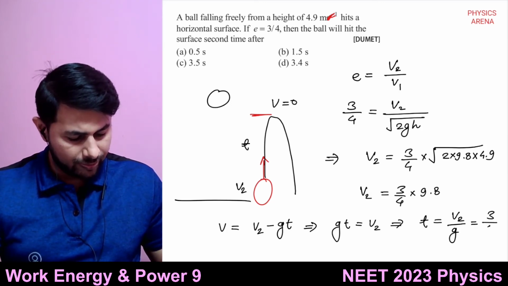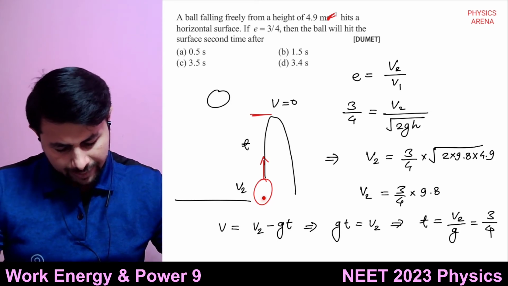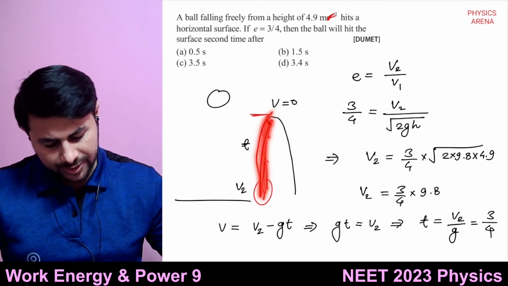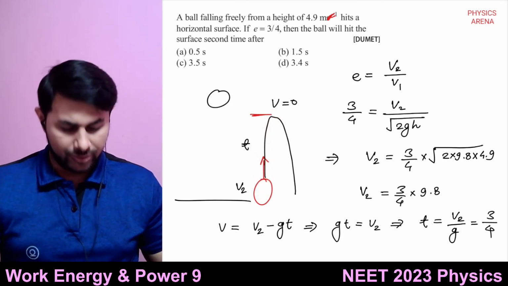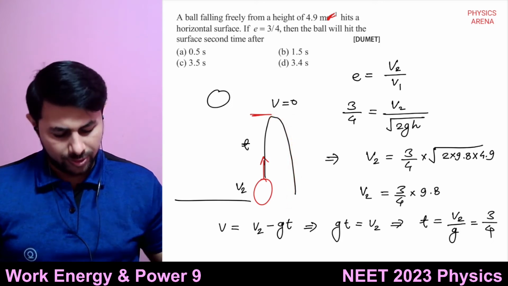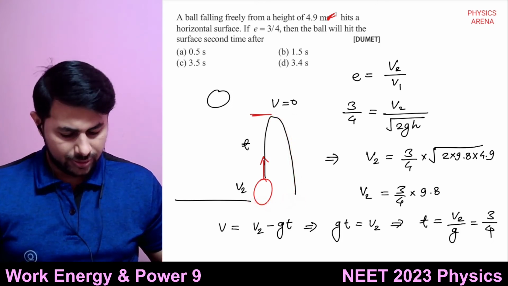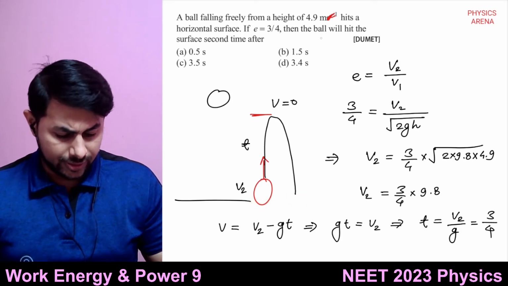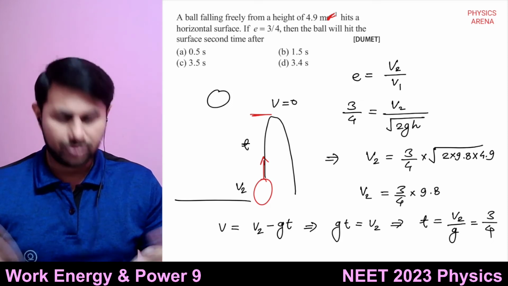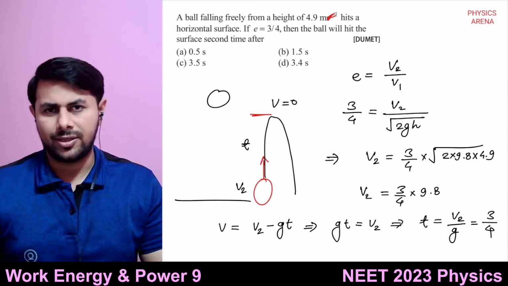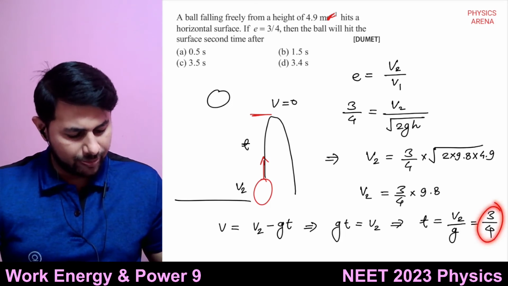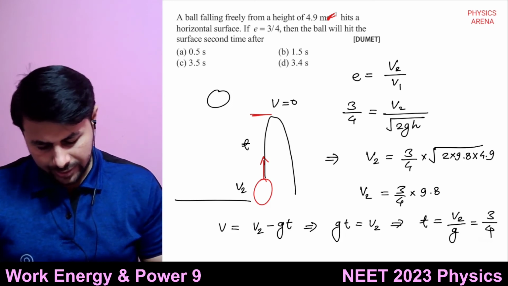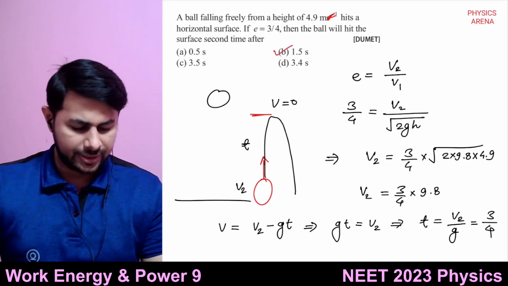So this is equal to 3 by 4. Okay, but this is the time in which it goes till this height, right? It's the time in which it reaches this height. It will take the same amount of time to come back also. So the time between these two collisions, these two bouncings, is equal to 2 times t. And how much is that? 3 by 4 times 2 will be 3 by 2. So 3 by 2 means 1.5 seconds is the answer.